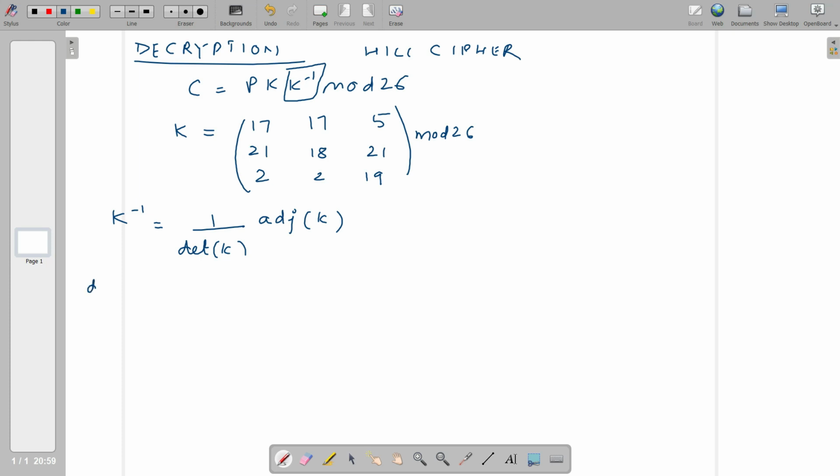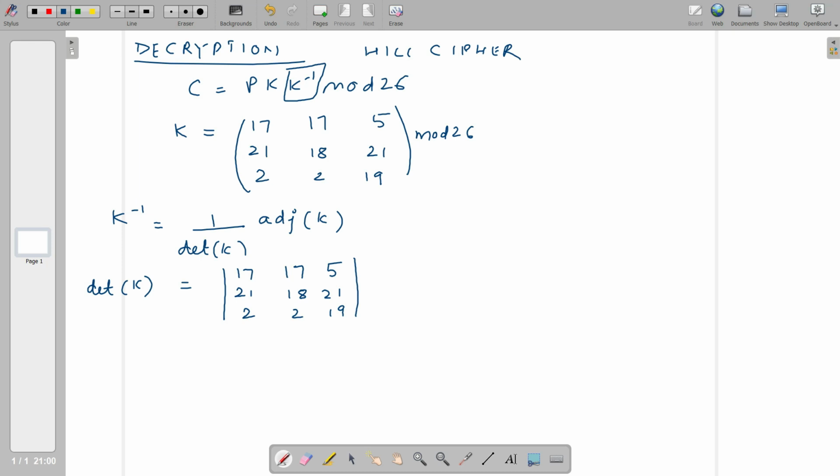If we want to calculate the determinant of this matrix K, we write it in determinant form: 17, 21, 2, 17, 18, 2, 5, 21 and 19. And remember that whatever we are doing, determinant calculation, matrix multiplication, or any other operation, all of it is going to be mod 26 operation. So always keep this in mind.